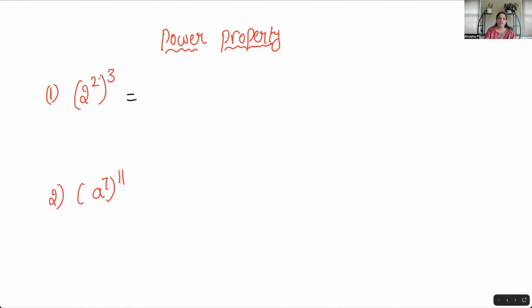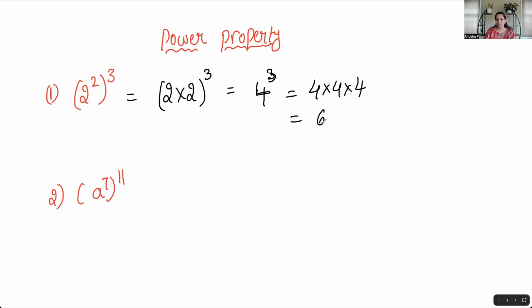So here we have 2 square to the power of 3, right? So 2 square is nothing but 2 times 2 to the power of 3. What is 2 times 2? 4, and to the power of 3. So what you will do? 4 times 4 times 4. 4 to the power of 3 is nothing but 4 times 4 times 4. 4 times 4 is 16, 16 times 4 is 64.